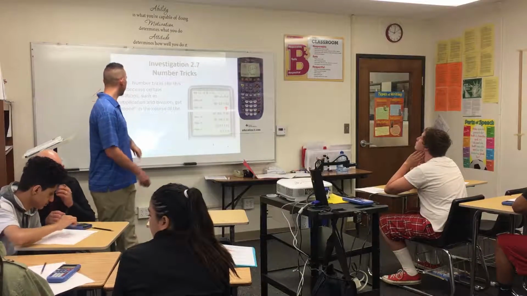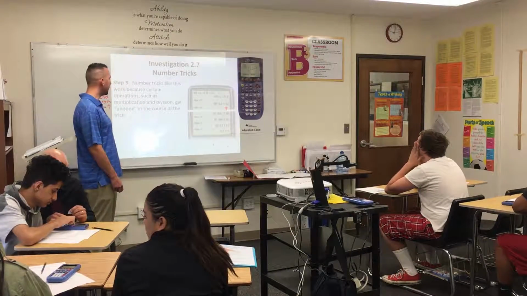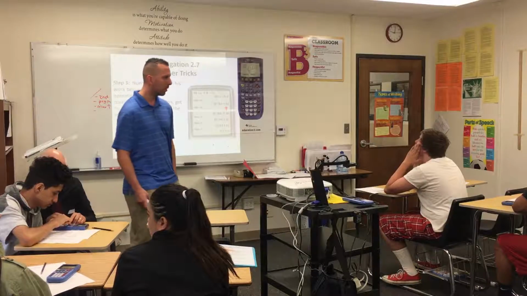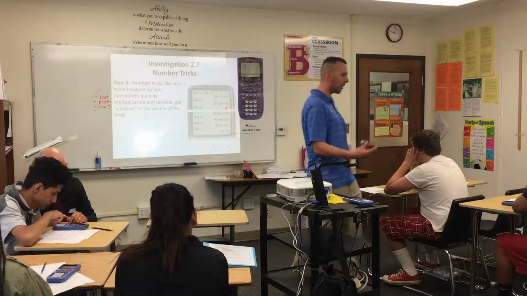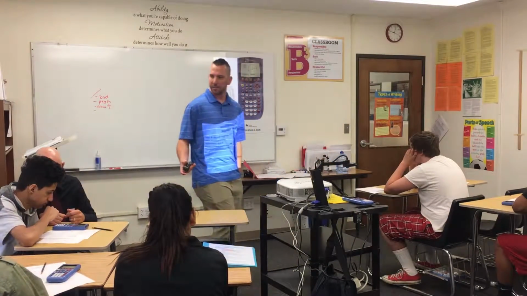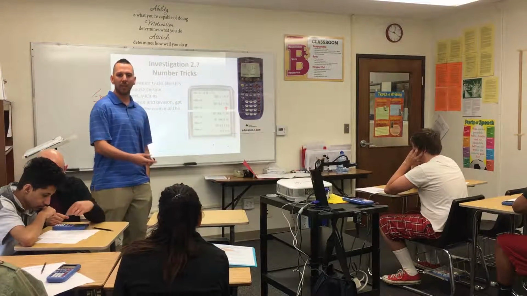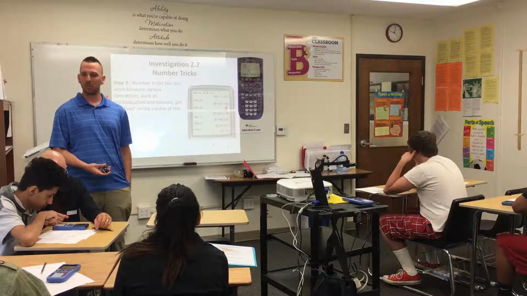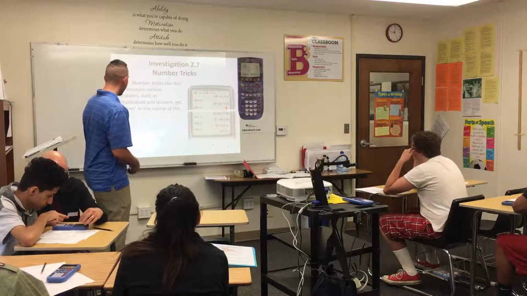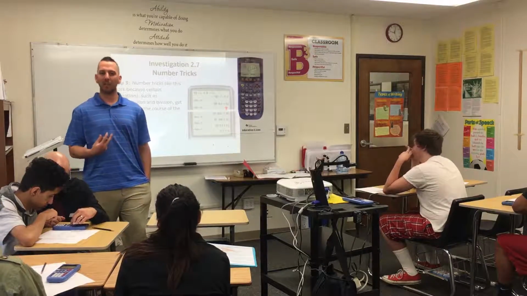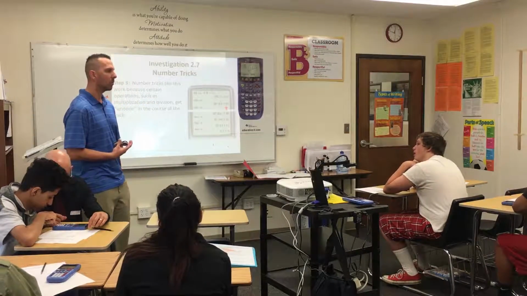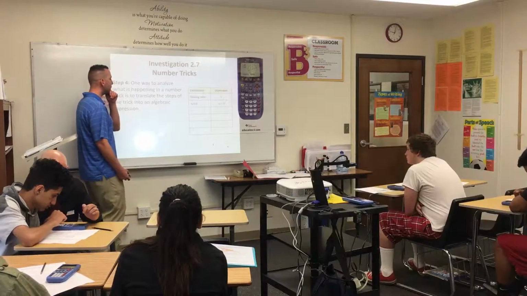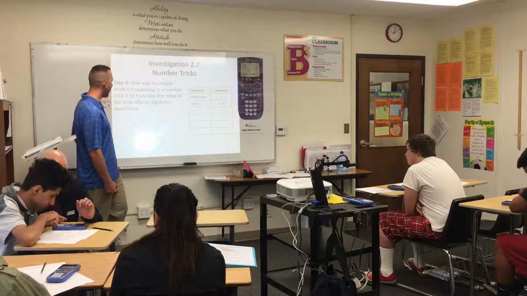Number tricks like this work because certain operations such as multiplication and division get undone in the course of the trick. So if you add something and then go around and subtract it, it undoes it, right? If I add 3 and then subtract 3, does it undo it? Yes, it does. If I multiply by 3 and go back and divide by 3, does it undo it? So let's move down to step number 4.